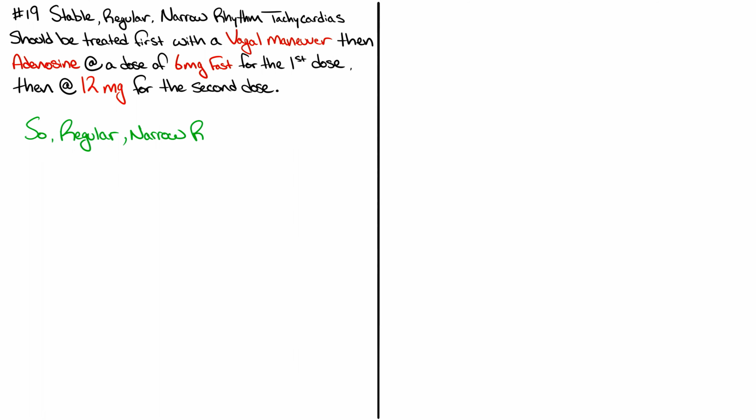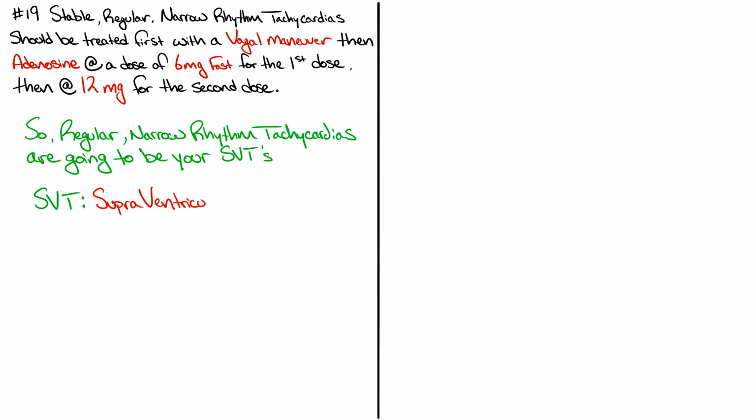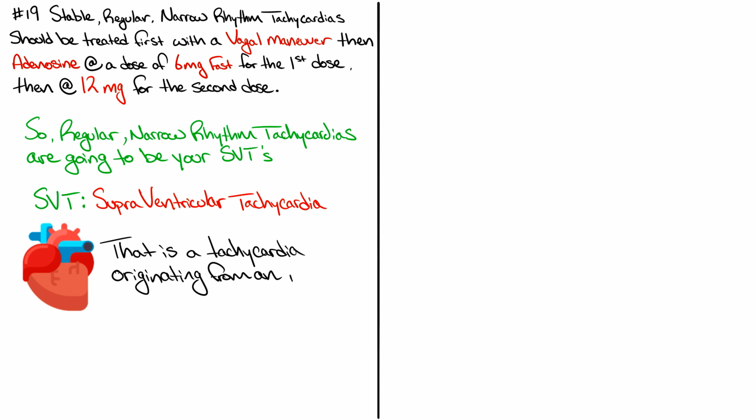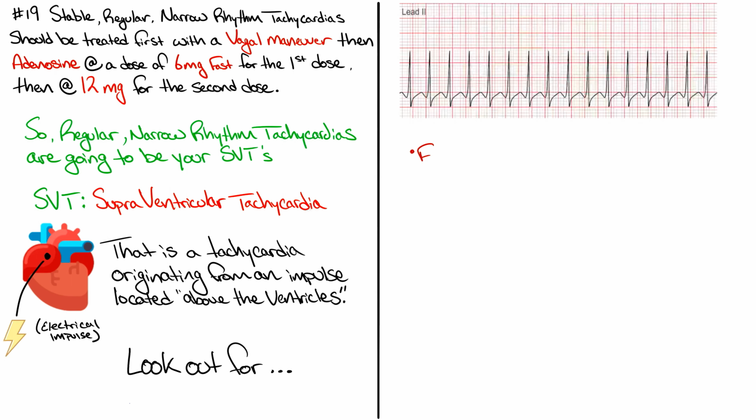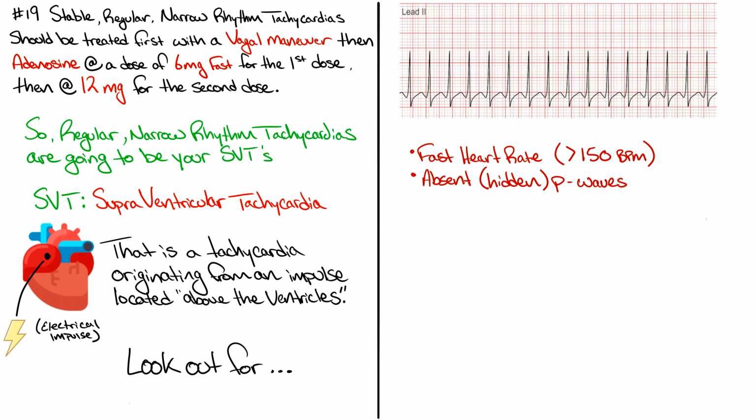So regular narrow rhythm tachycardias are going to be your SVTs, or your supraventricular tachycardias. That is a tachycardia that is originating from an impulse located above the ventricles. So what you want to look out for is 1, a fast heart rate that's usually greater than 150 beats per minute, 2, absent or hidden P waves, 3, a very regular rhythm, and 4, a narrow QRS complex.